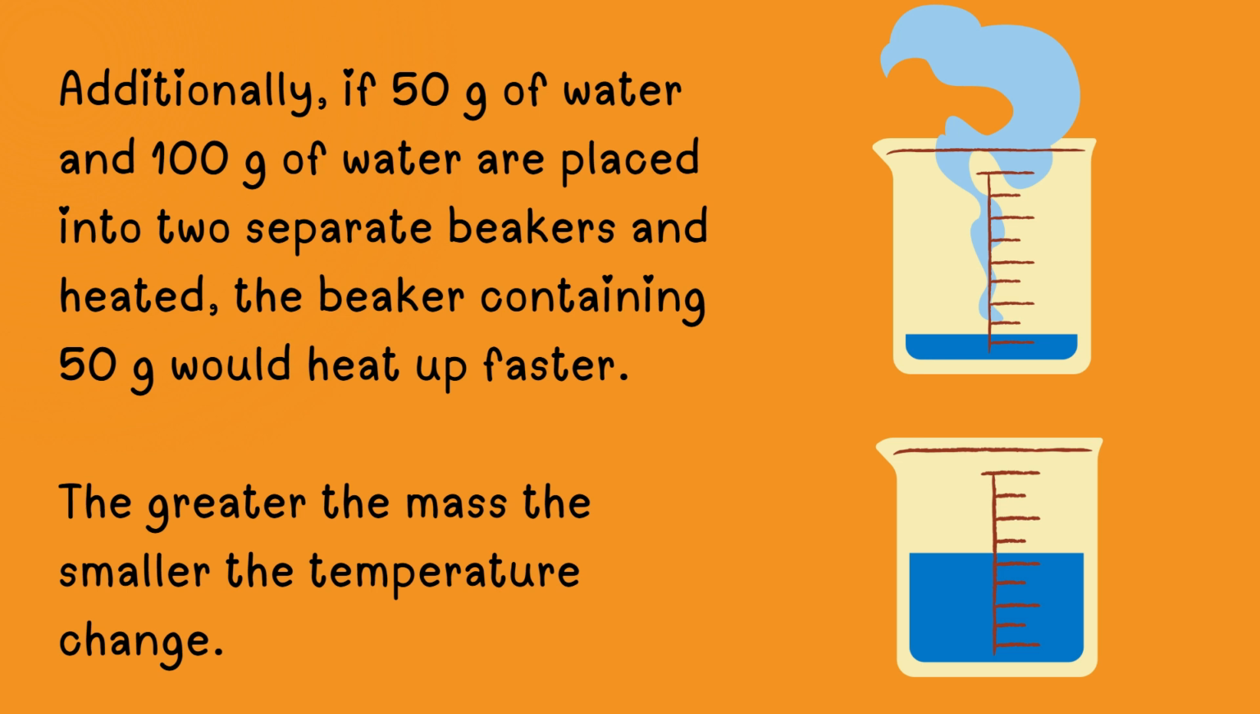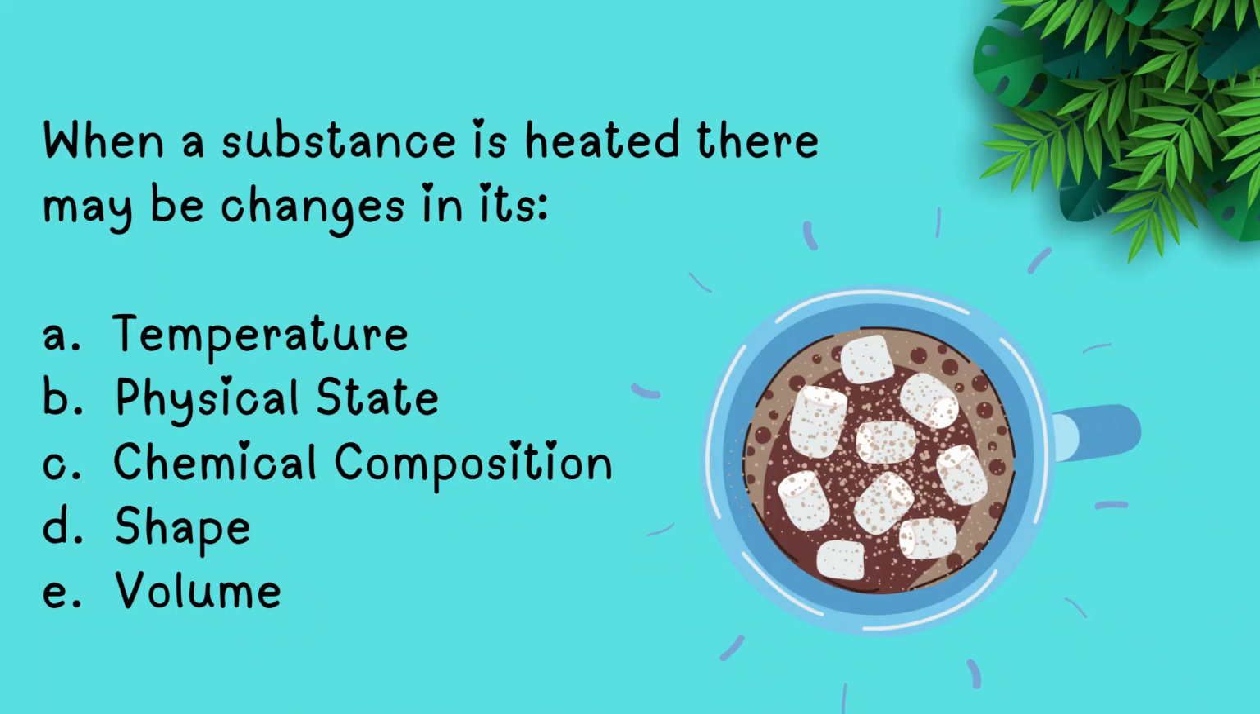Additionally, if 50 grams of water and 100 grams of water are placed into two separate beakers and heated, the beaker containing 50 grams would heat up faster. The greater the mass, the smaller the temperature change. When a substance is heated, there may be changes to its temperature, physical state, chemical composition, shape, and volume.